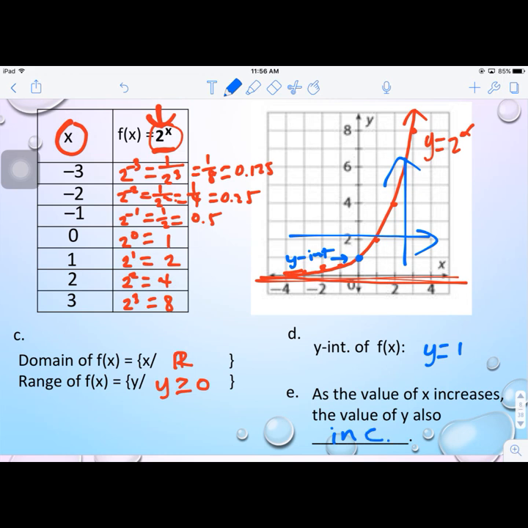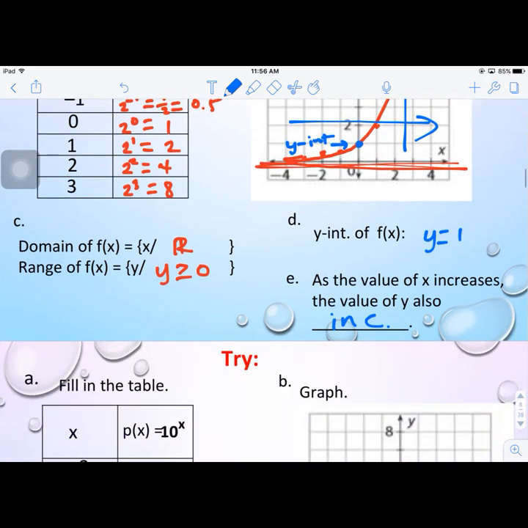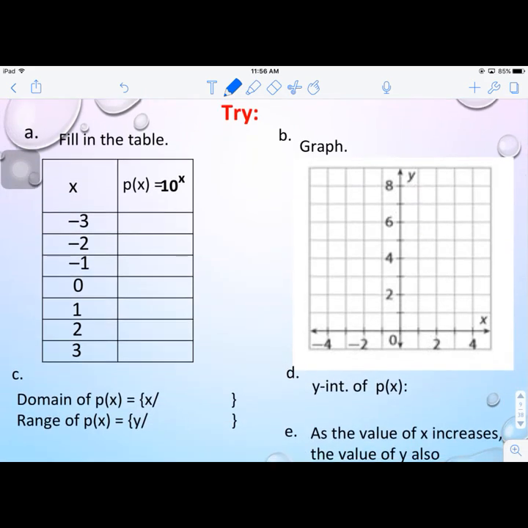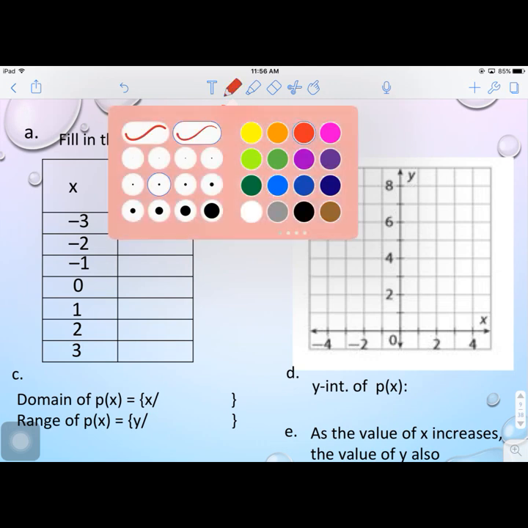So that is the first example, taking a look at the characteristics of a basic exponential function. And you guys are going to pause the video right now and try this problem, because it's the same exact thing as what we just did. So make sure you try the problem before you go on to see the solution.